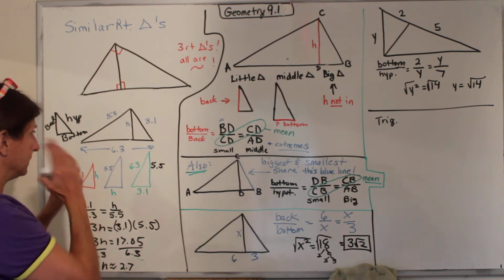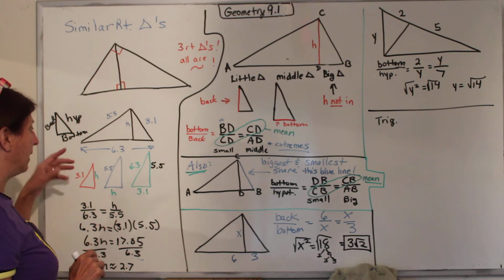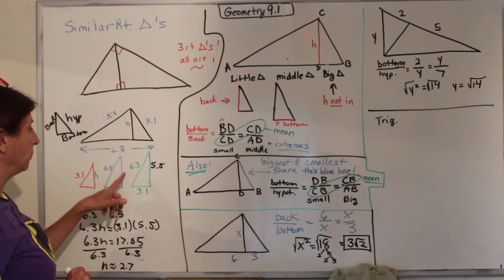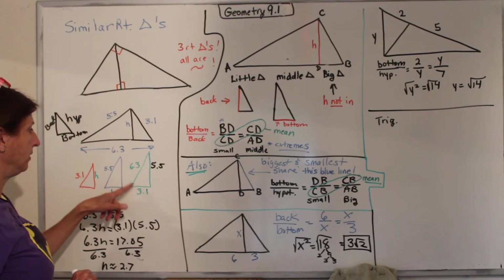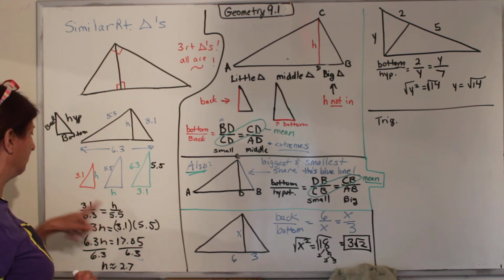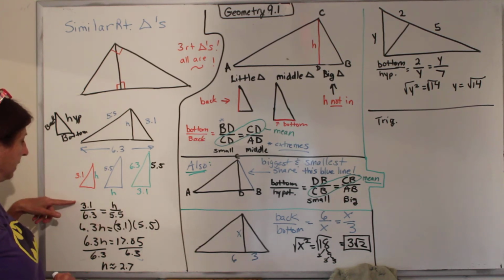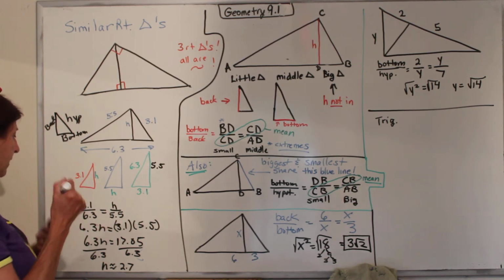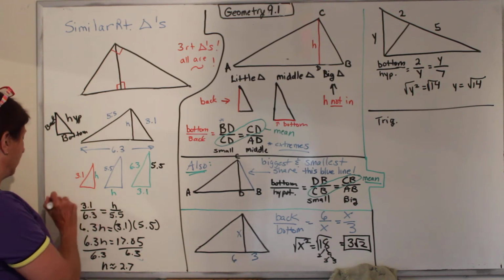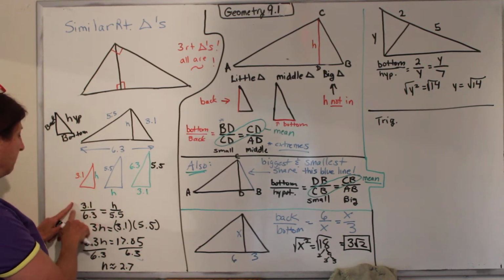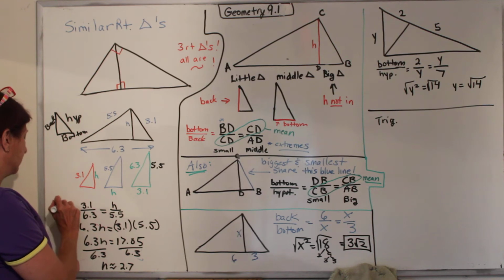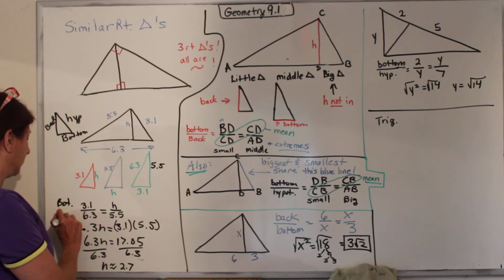So we could solve for height because we have the hypotenuse and the bottom of the big one. So we can put the bottom on top and the hypotenuse on bottom, and then we can compare that. I'm going to write that down. This is the bottom and that's the hypotenuse.